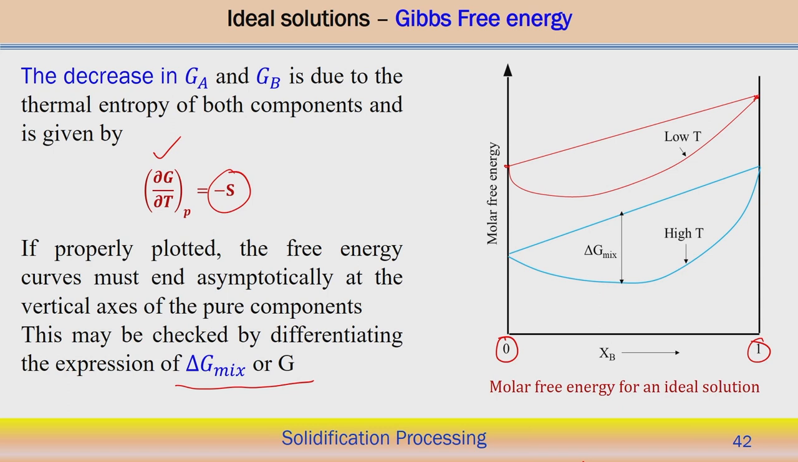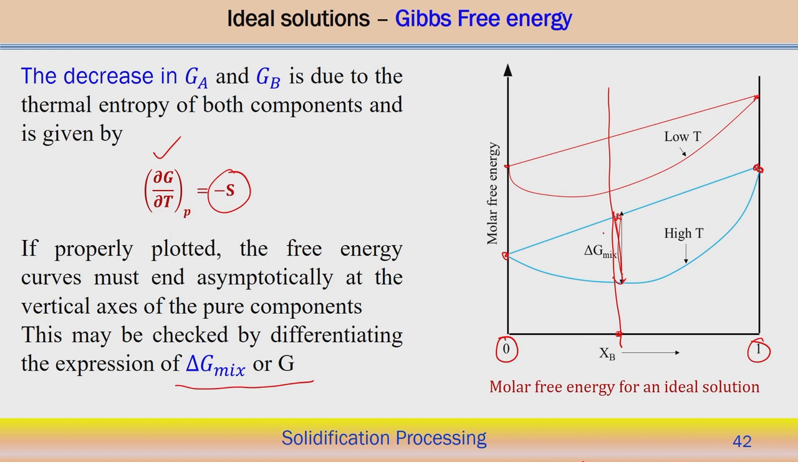So, it asymptotically converges to this particular line, but here you can represent the molar free energy for an ideal solution. Delta G mix is this difference, and here are G A and G B, these Gibbs free energy values, at a particular composition mixing of the X A and X B components, that means A and B atoms at a certain ratio. This difference actually indicates the delta G mix, that means the change in the Gibbs free energy.